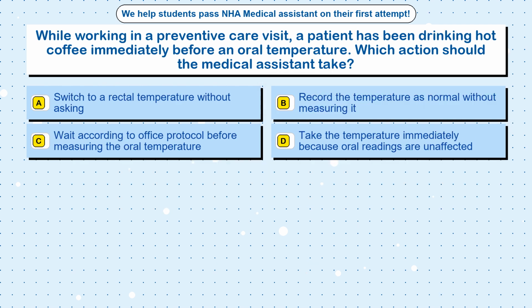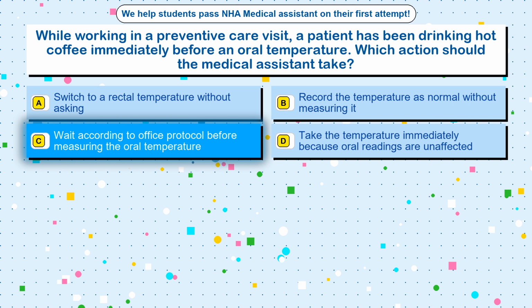Question 29. While working in a preventive care visit, a patient has been drinking hot coffee immediately before an oral temperature. Which action should the medical assistant take? Option A, switch to a rectal temperature without asking. Option B, record the temperature as normal without measuring it. Option C, wait according to office protocol before measuring the oral temperature. Option D, take the temperature immediately because oral readings are unaffected. The correct answer is option C, wait according to office protocol before measuring the oral temperature.